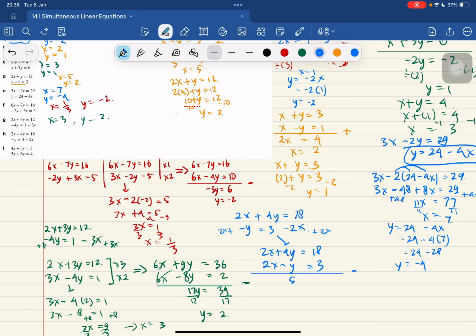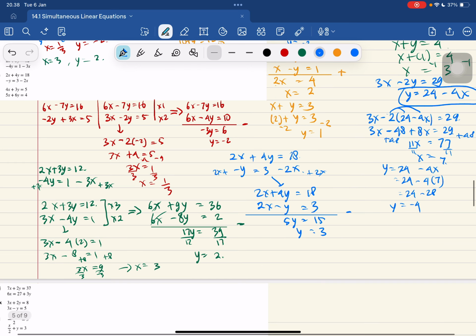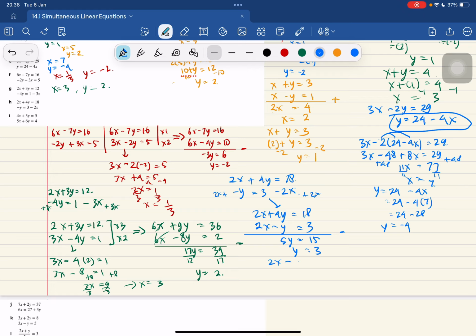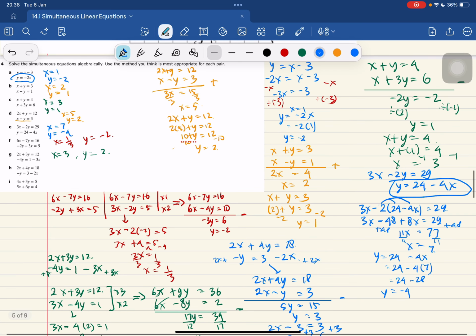So it's gonna be 5y equal to 18 minus 3 is 15. So y, we just divide by 5 both of sides. So y equal to 3. Okay, we will substitute into one of the equations. Okay, I will pick this equation. So 2x minus y is 3. So 2x minus 3 equal to 3. So we plus 3 both of sides. So 2x equal to 6 and divide by 2 both of sides. So x equal to 3. Okay, x equal to 3 and y equal to 3.